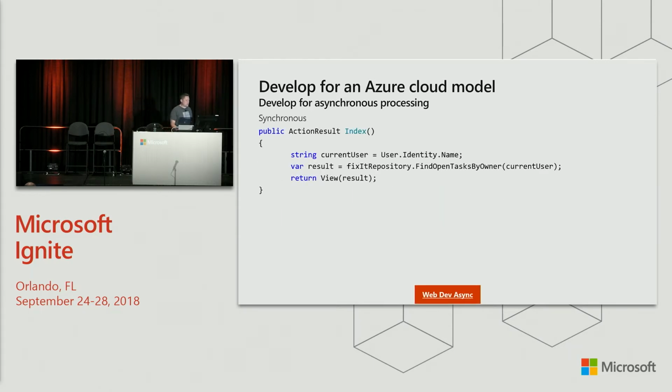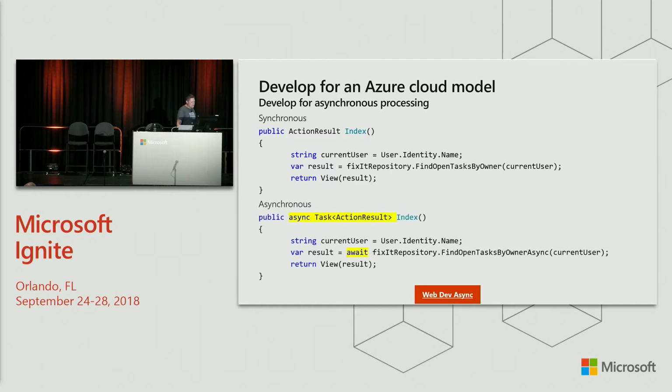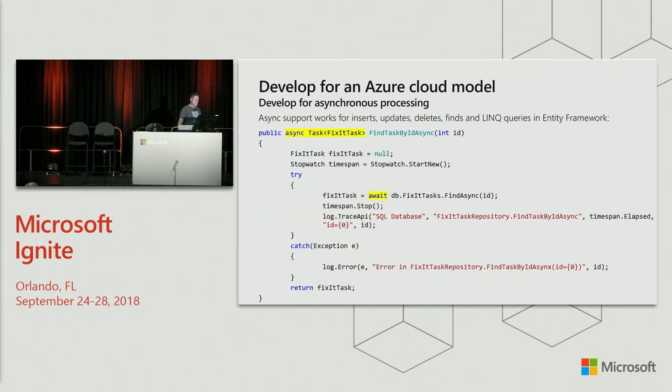So in an example here, we're taking a synchronous method, essentially putting in the async and await, and we're going to return that Task of ActionResult. So very simple implementing asynchronous. And asynchronous does work with Entity Framework as well for supporting inserts, updates, and deletes. So working with relational data and working with Entity Framework, it even works with LINQ queries as well. So you can use async and await across Entity Framework as well.